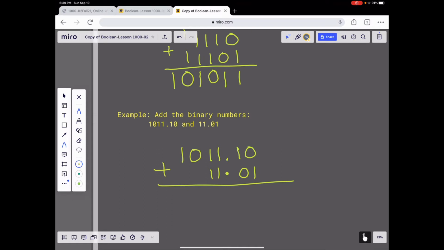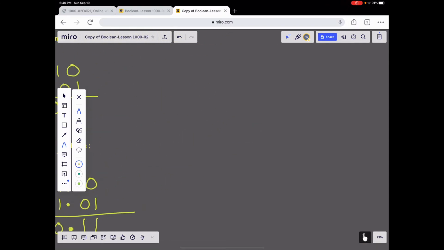So 1 and 0 equal 1, 0 plus 1 equals 1, 1 and 0 equal 1. Make sure you bring the binary point down. 1 and 1 equal 0, carry 1. 1 and 1 and 1, 3 of them, equal 1, 1. So you carry 1. 1 and 0 equal 1. And then 1. All right, so make sure you do exactly the same as with decimal. Line them up together correctly and just add the digits in the correct position. Okay, so those are two examples.